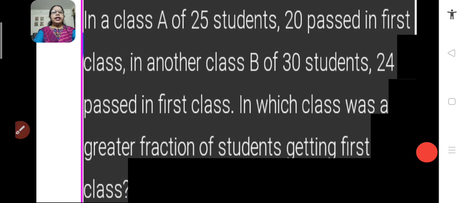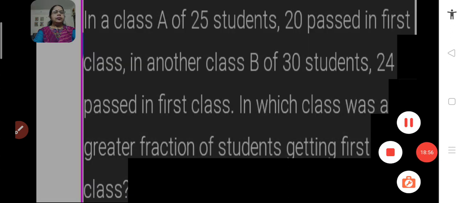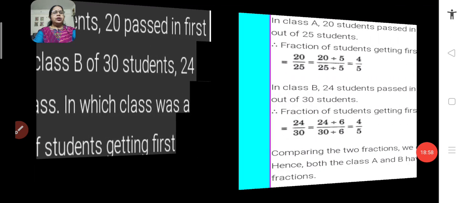Moving on to the next problem. In a class A of 25 students, 20 passed in first class. In another class B of 30 students, 24 passed in first class. In which class was a greater fraction of students getting first class? Let's see how we solve it.